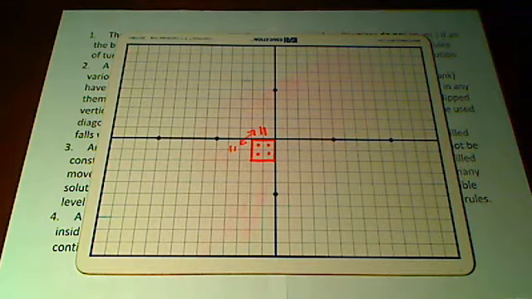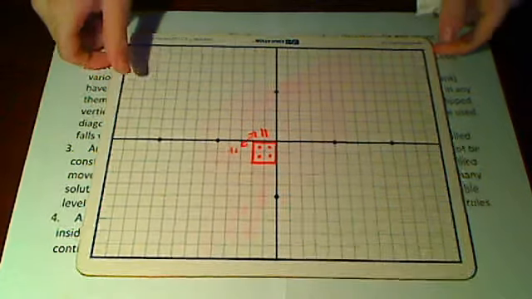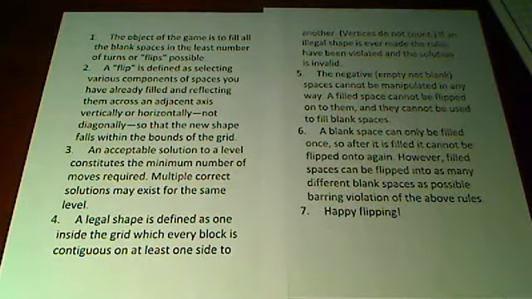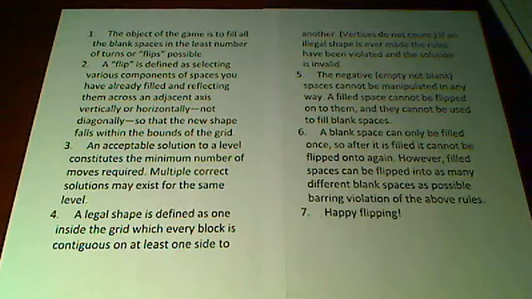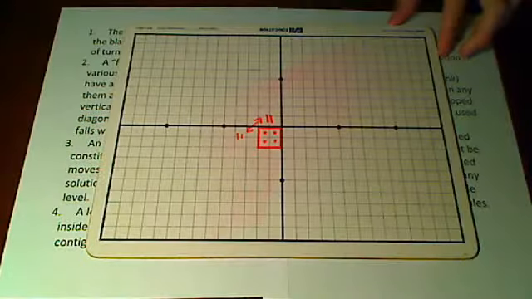So now that you've completed it, I'm going to throw another rule at you. Rule number 4. A legal shape is defined as one inside the grid in which every block is contiguous to at least one side of another. Vertices do not count. If an illegal shape is made, the rules have been violated and the solution is invalid. Okay, so whatever that means.